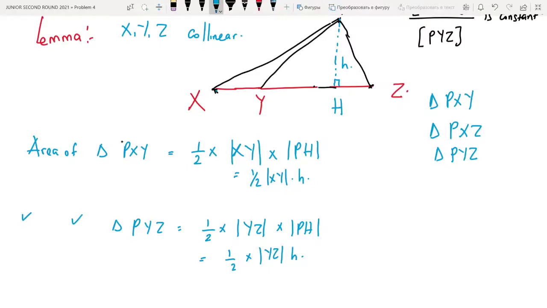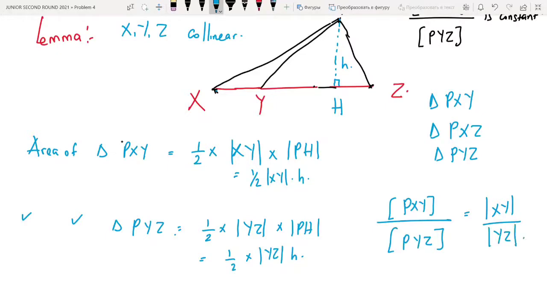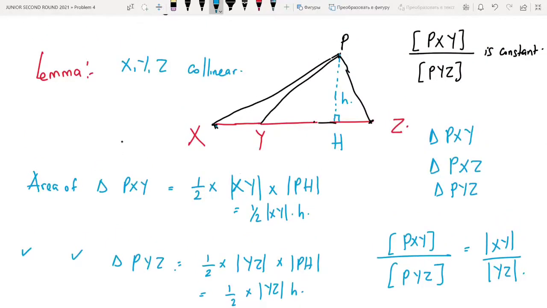Now, when we divide the areas, denoted by these square brackets, we see that the half and PH cancel out. What are we left with? We're left with XY over YZ. Remember how the question was structured: X, Y, and Z were the initial conditions, they were fixed. So regardless of the value of P, the ratio of their areas will be XY over YZ. X, Y, and Z were fixed points, so the ratio is fixed. That's why this ratio is constant.